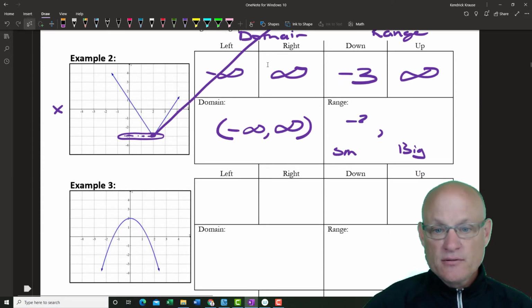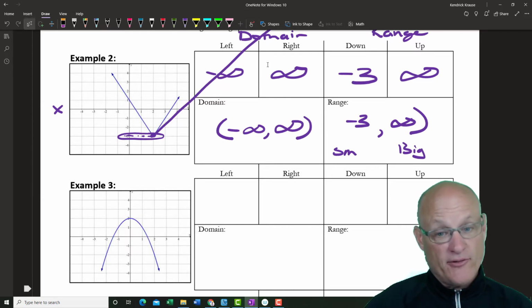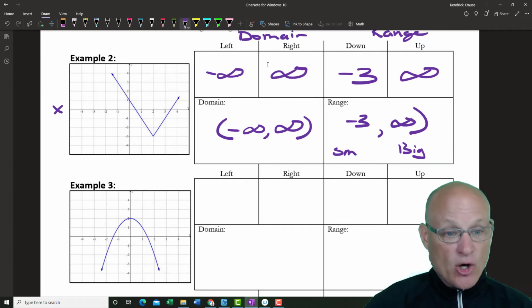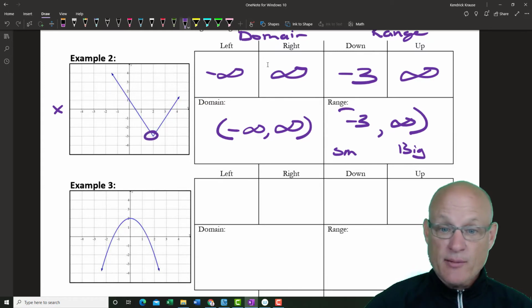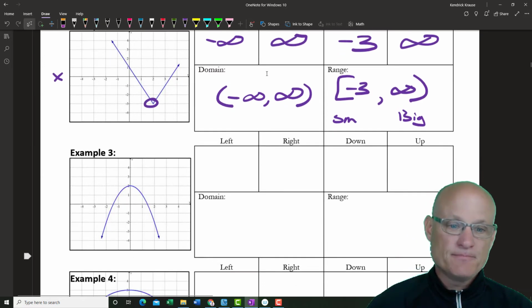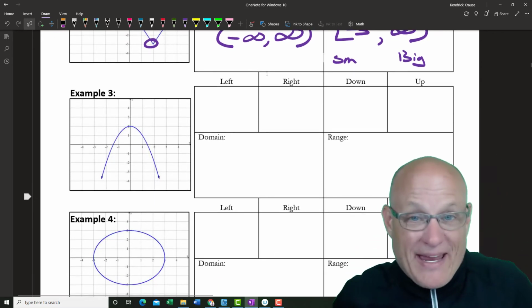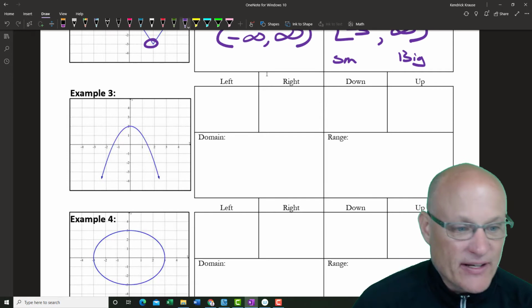Negative 3 to infinity. You can never reach infinity, so you always have to put a parenthesis. Now, if I look back at the graph here, I don't see an open circle there, so I know that's a bracket. I'm going to tell you right now, generally with domains, it's almost always negative infinity and positive infinity.